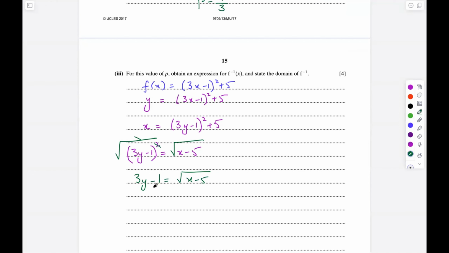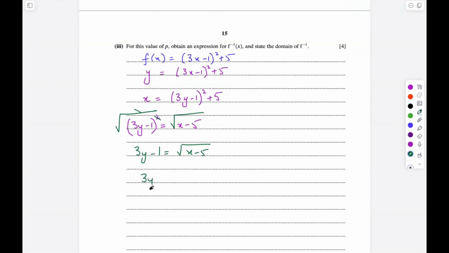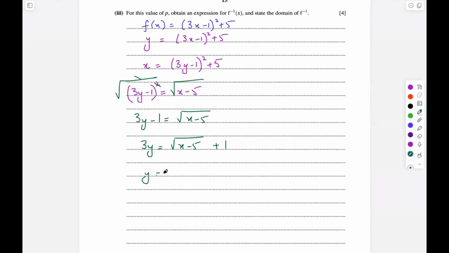Now, making y the subject, we'll take the 1 to the right hand side, that will be 3y = √(x − 5) + 1. And then finally dividing it by 3, y will be equal to √(x − 5)/3 + 1/3.